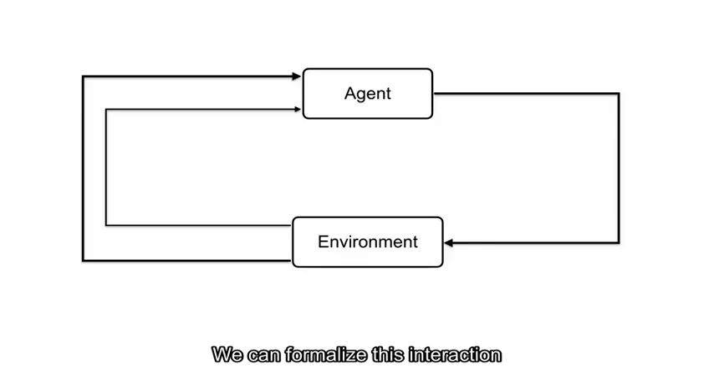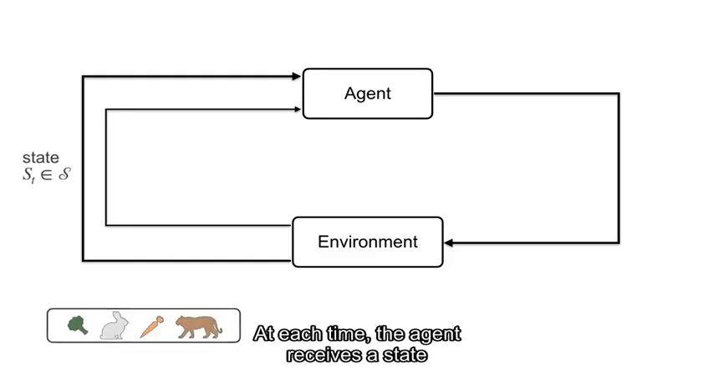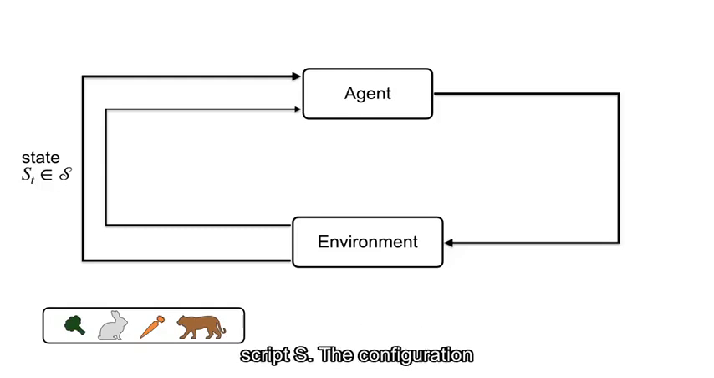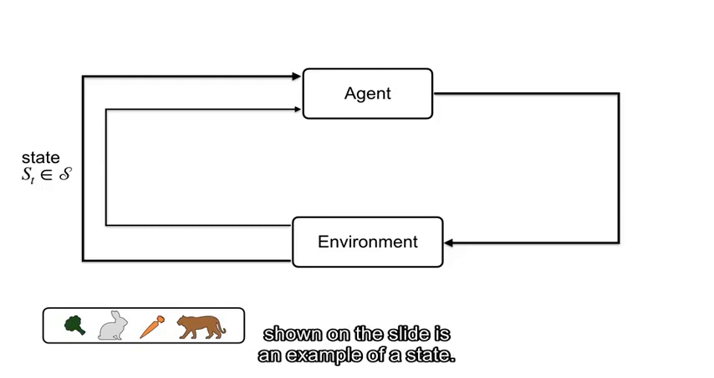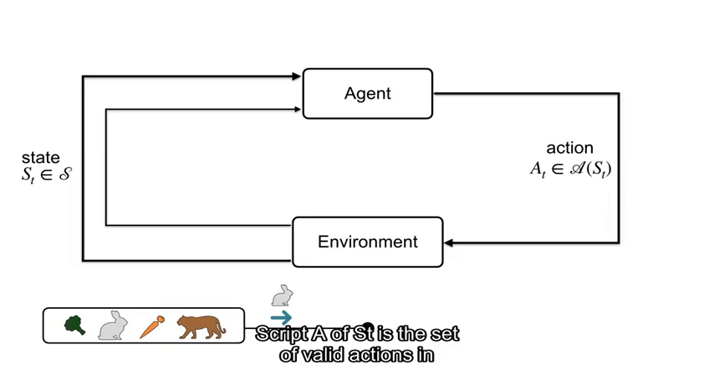We can formalize this interaction with a general framework. In this framework, the agent and environment interact at discrete time steps. At each time, the agent receives a state S_T from the environment from a set of possible states, script S. The configuration shown on the slide is an example of a state. Based on this state, the agent selects an action A_T from a set of possible actions. Script A of S_T is the set of valid actions in state S_T. Moving right is an example of an action.